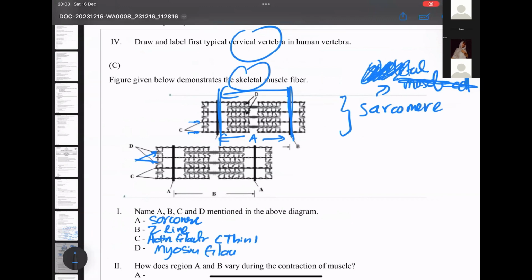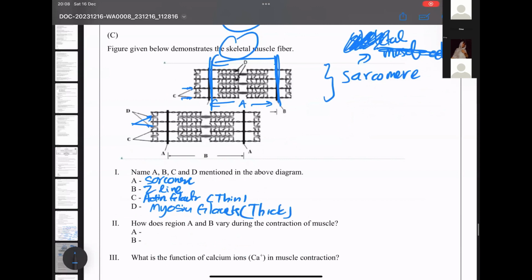You all just go and check. There are several things in skeletal muscle fiber, but just knowing this is sufficient, I guess. And then the next, we'll come back to it. So this is the first part.